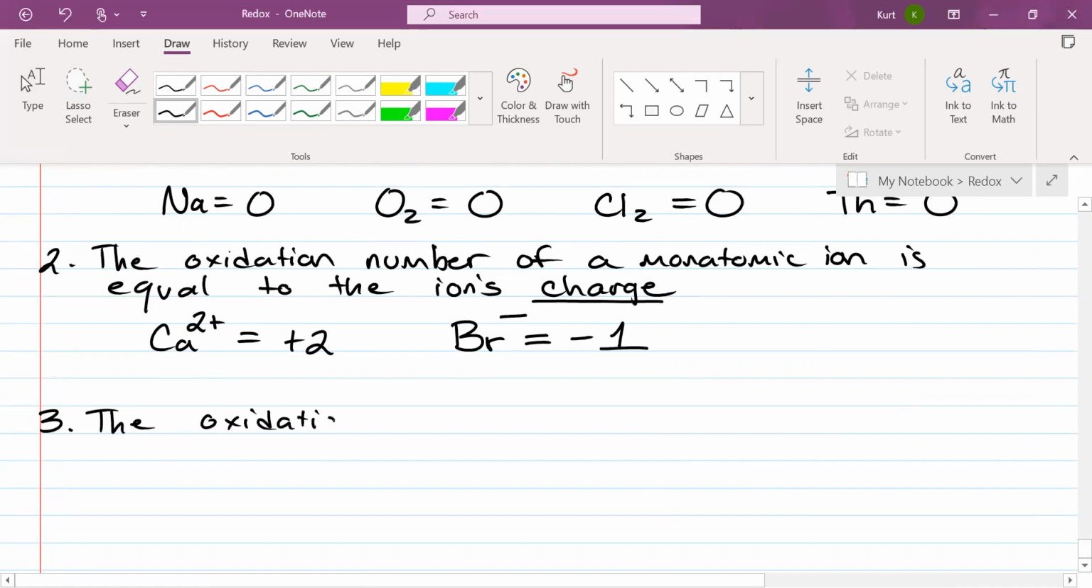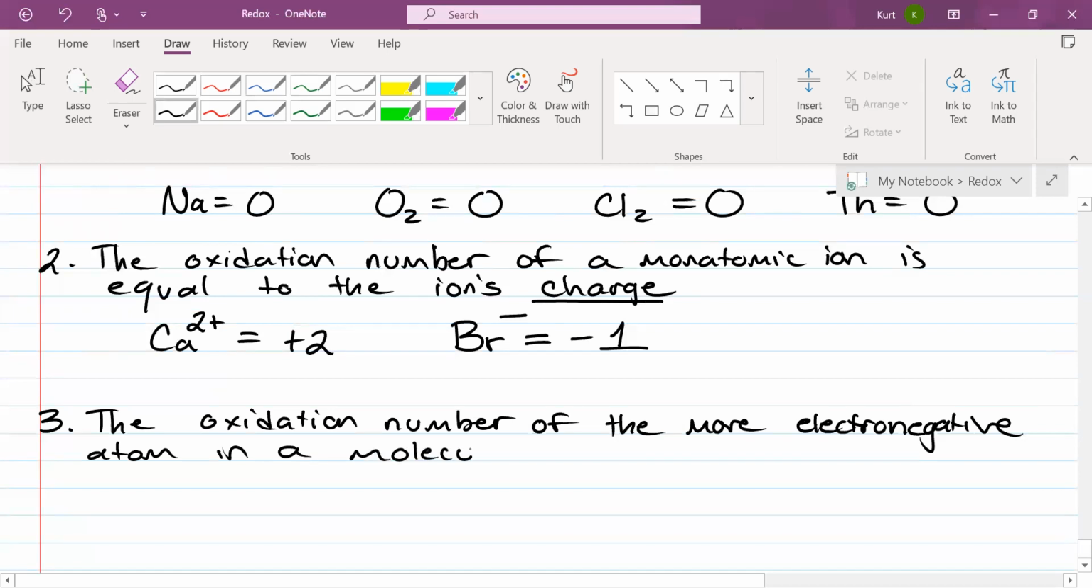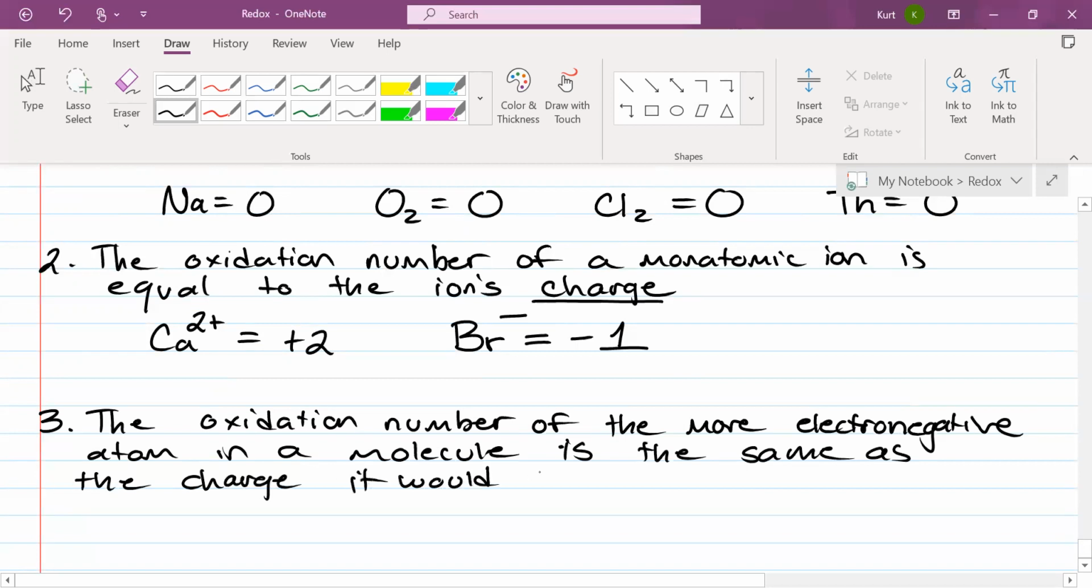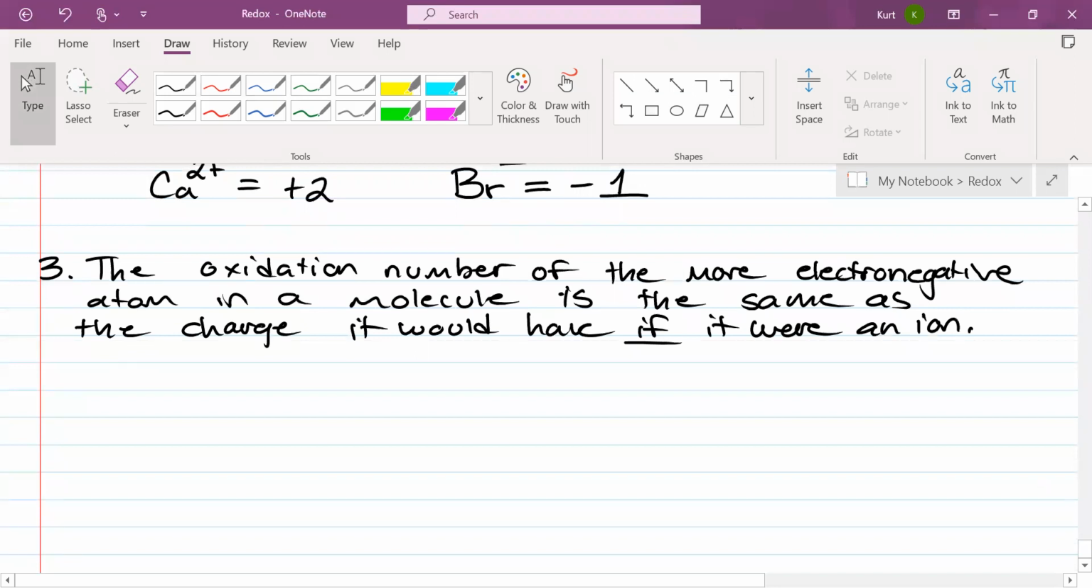The oxidation number of the more electronegative atom in a molecule is the same as the charge it would have if it were an ion. So let's take a look at the few examples I have here.